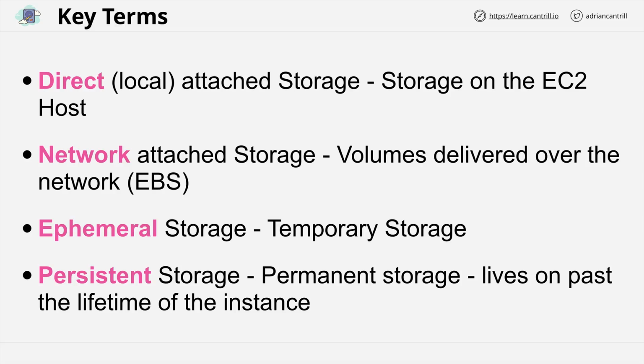So an example of ephemeral storage, so temporary storage, is the instance store, so the physical storage that's attached to an EC2 host. This is ephemeral storage. You can't rely on it. It's not persistent. An example of persistent storage in AWS is the network attached storage delivered by EBS. Remember that, it's important for the exam. You will get questions testing your knowledge of which types of storage are ephemeral and persistent.